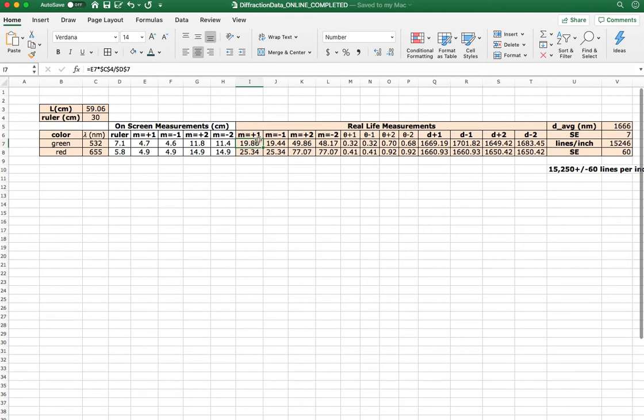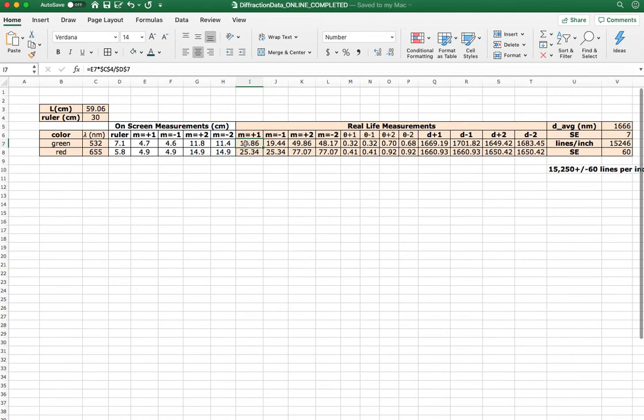Well, this box will calculate its real-life value using C4, which is the ruler in real life. So you take this number, multiply by this number, and divide by D7, which is the wavelength, I confused myself. It's not divided by the wavelength, it's divided by the ruler's actual measurement on my screen. So we're converting between the on-screen measurement, 4.7, which is about 20 centimeters in real life.